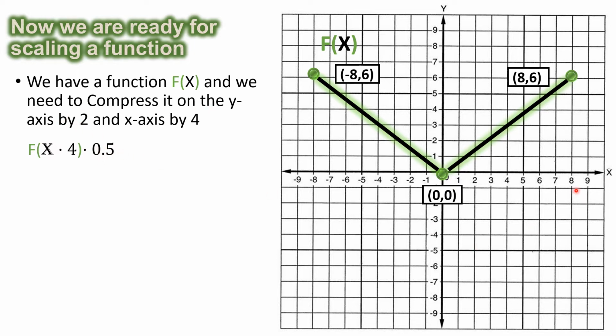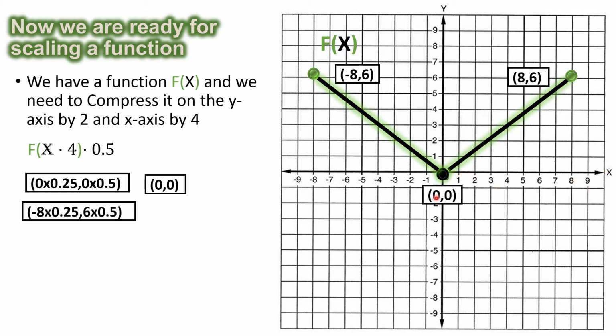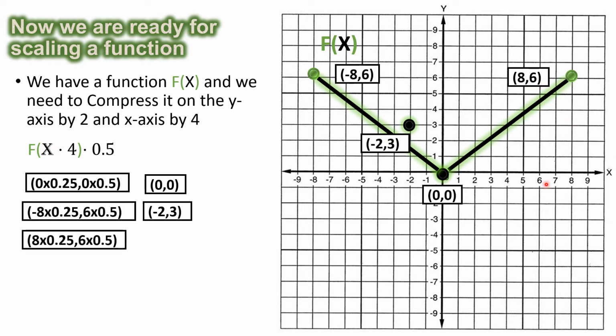multiply it by half. So 0 times 0.25, it's also 1 over 4, and 0 times 0.5 remain the same. The new point will be here. And -8, this point, times 0.25 and 6 times 0.5, so the new point will be here. And the last point, 8 and 6: multiply 8 times 0.25 and 6 times 0.5, so the new point will be here, 2 and 3.